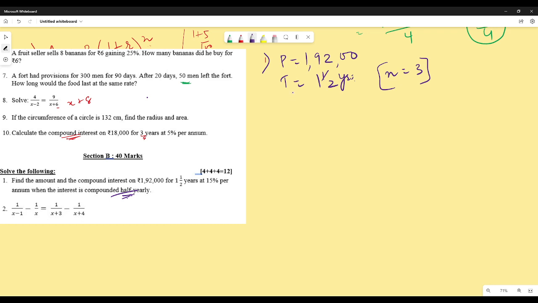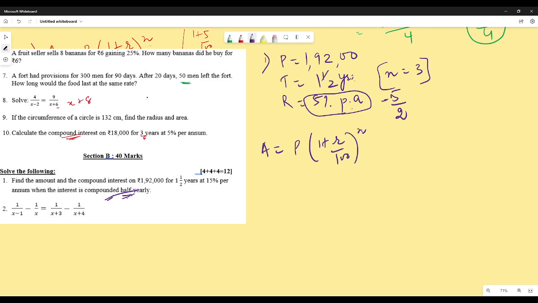Now rate is 5% per annum. Now this is what you need to take care of, per annum. Interest here is compounded half yearly. So this rate becomes 5 by 2. That is how we are going to use it. Now let us put up the formula once again. A is equal to P into 1 plus r by 100 to the power of n. So let us apply everything over here.